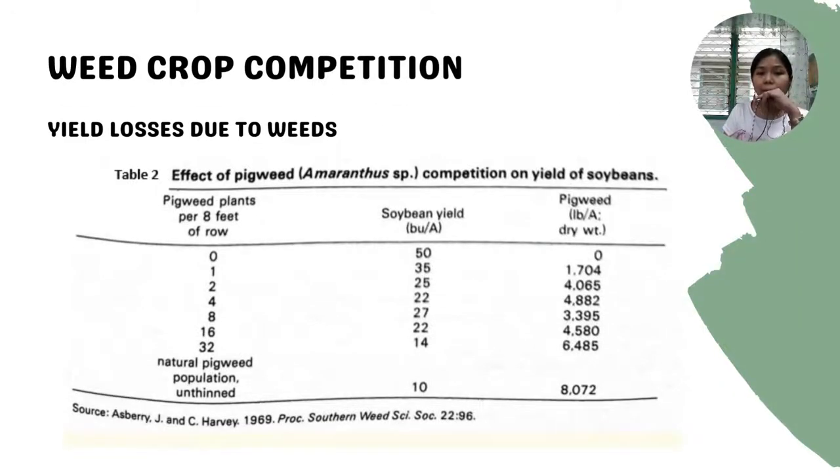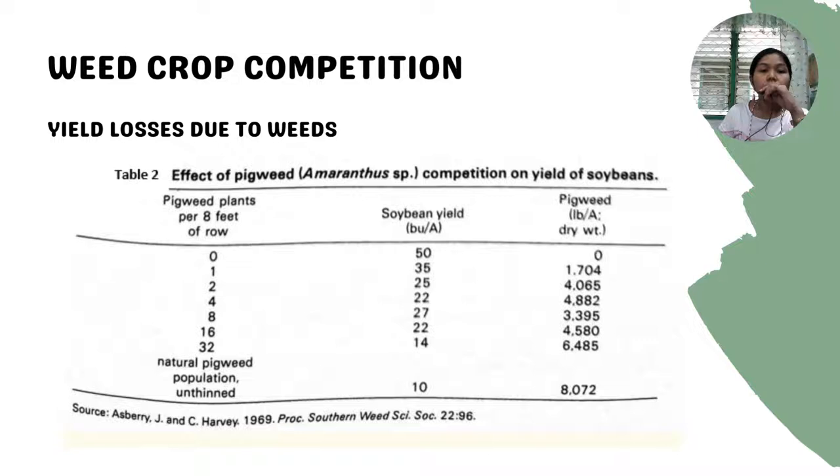Another one, the same trend is happening with the effect of pigweed or amaranthus on yields of soybean. So if the area is weed-free, the yield is high, because the population of pigweed is zero.